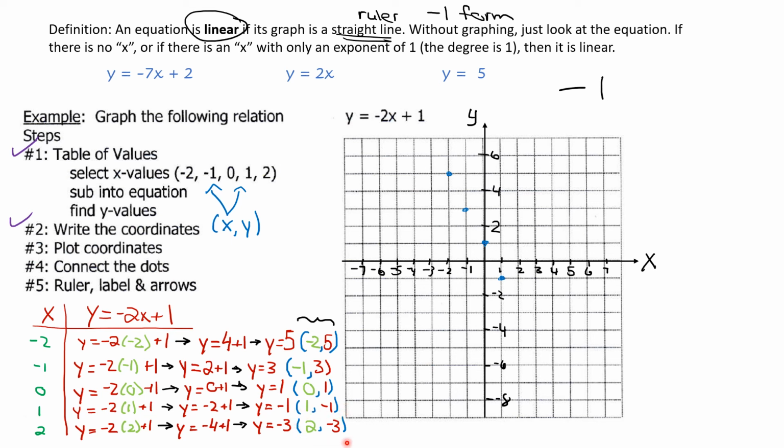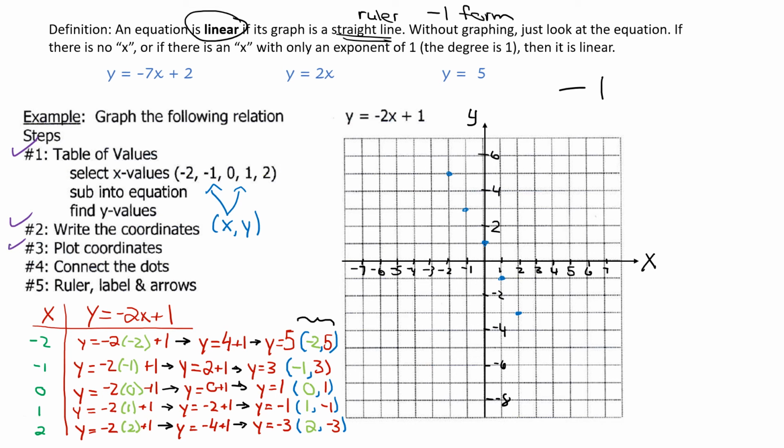My last one is 2, negative 3. My x is a 2. There's my x value of 2. And then down 3, put my last dot there. 2, negative 3. There we go. And that is step 3 done. So looking over to the left here, that's step 3 done.